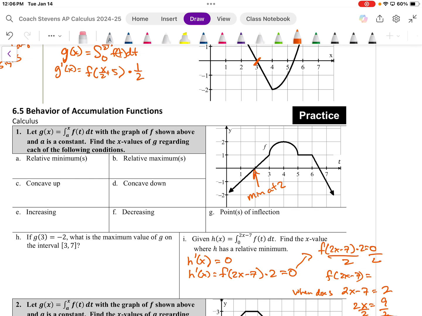Okay. And then concave down is, technically from infinity to 4, it's concave up, and then 4 to 5 and 6 to negative infinity, or positive infinity? Yes, would be the concave down.